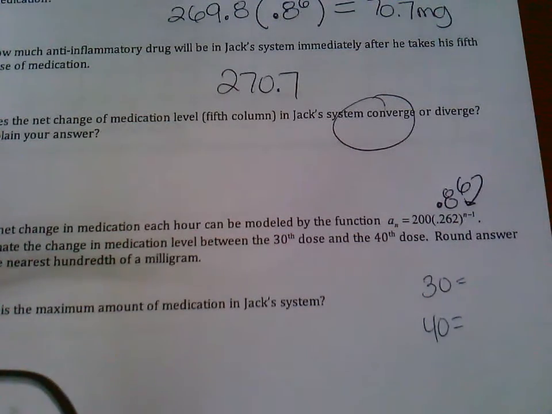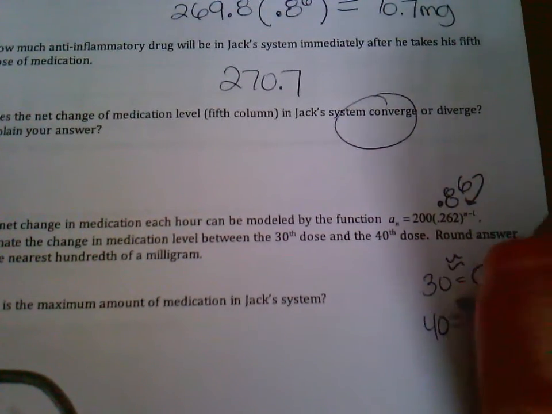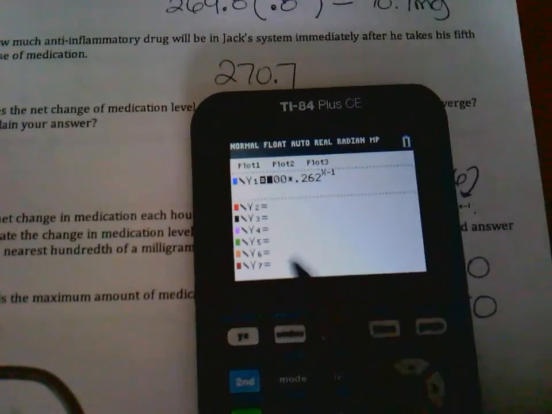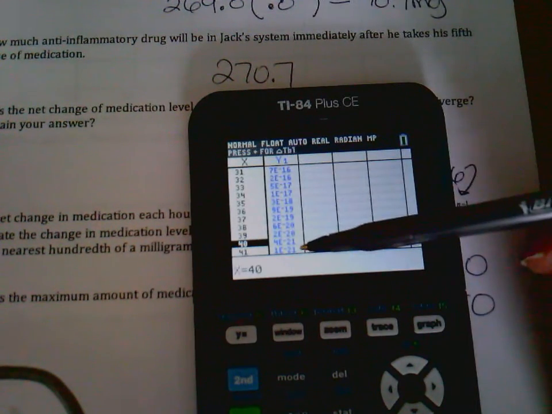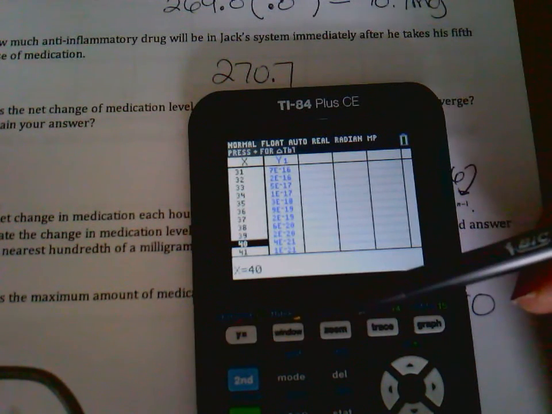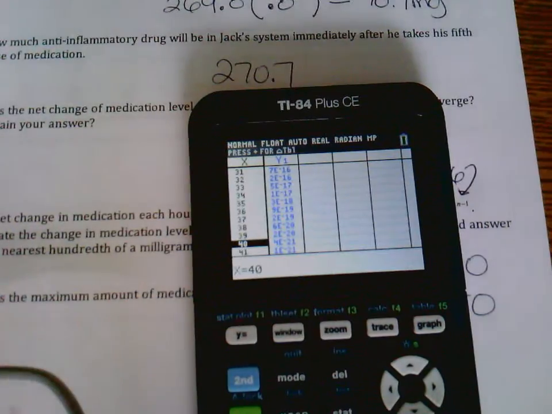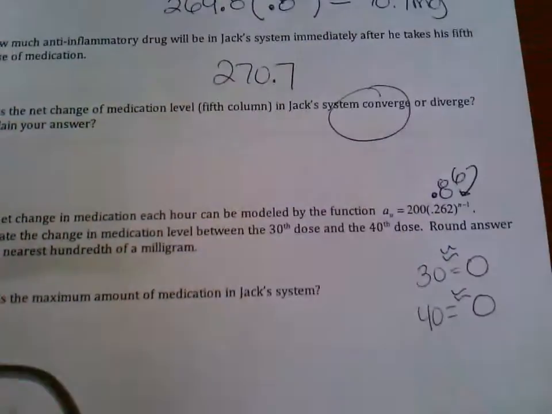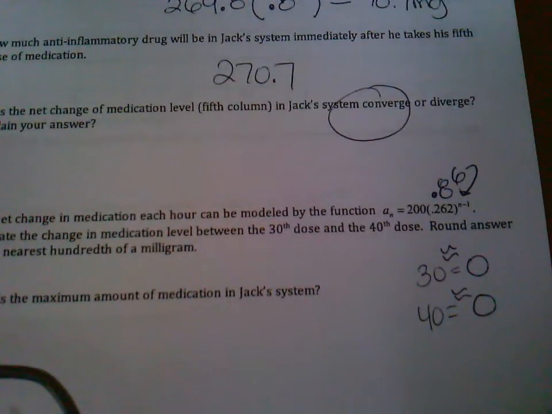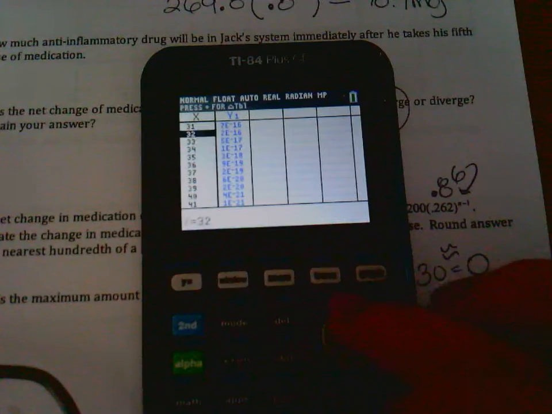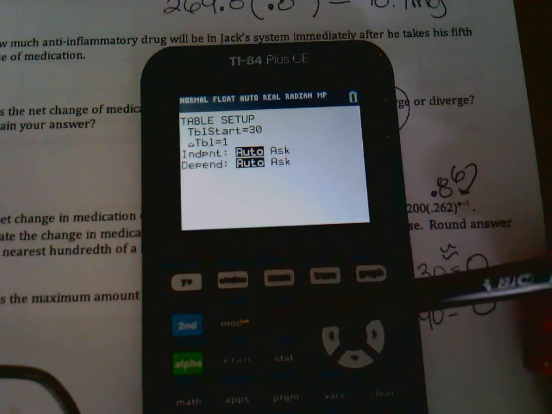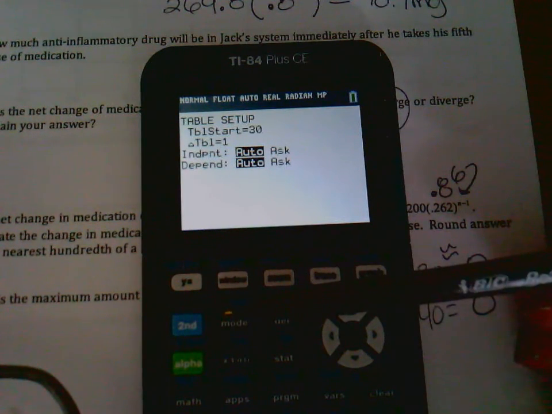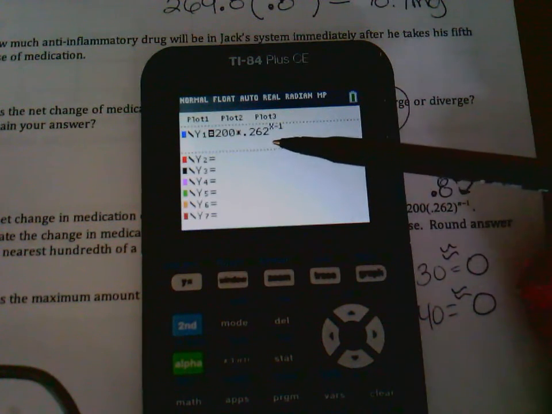Right, so that's 0. It's approaching 0.00000000001. So it's about 0 already at 30 and 40. All I did was put in my y equals the function in question, and then I went into my table to row 30 and row 40. Second, I always do second table setup is above window, and second table is above the word graph. So 0 is the net change. It's going to plateau. So, no, I went to second table setup first, and I told it to start at 30. In your y equals, did you do 0.262 to the n minus 1 power?